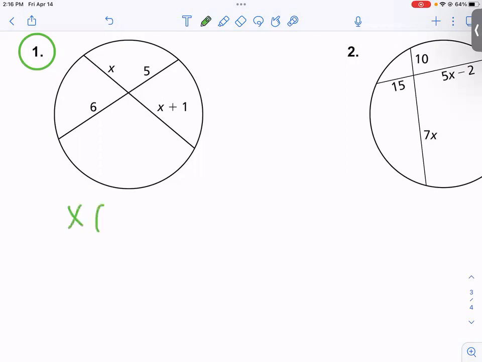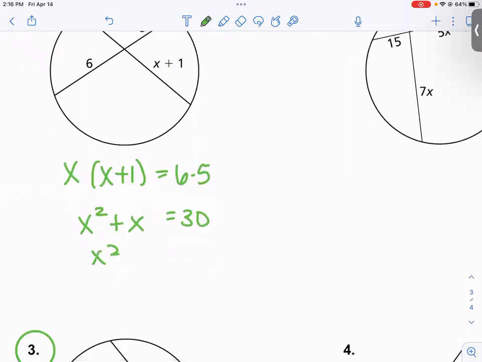X times x plus 1 equals 6 times 5. Okay, very good. Do you agree, Tyler? Yes. So then the next step: 30 equals x squared plus x. We now have a quadratic equation. And when we have a quadratic equation, what do we have to set it equal to? Good, you remember. So x squared plus x minus 30 equals 0.